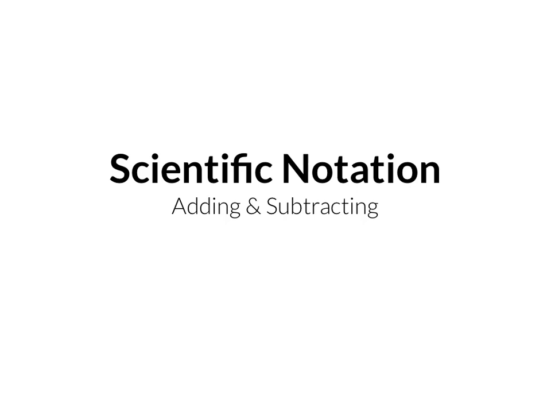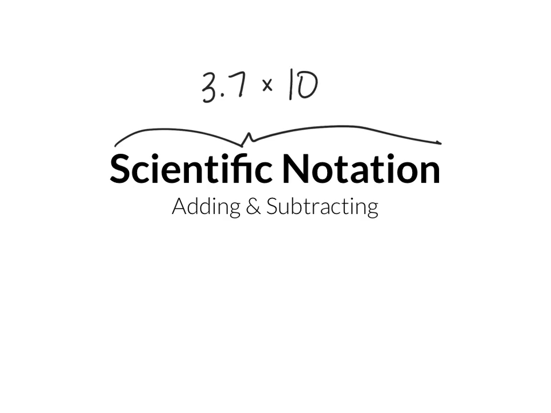Today's lesson is on scientific notation with addition and subtraction. So as a reminder, scientific notation is that notation where we have a number between 1 and 10, like 3 and 7/10, multiplied by 10 to some power. And we use this to make it a little more efficient to add, subtract, multiply, divide very, very large numbers.